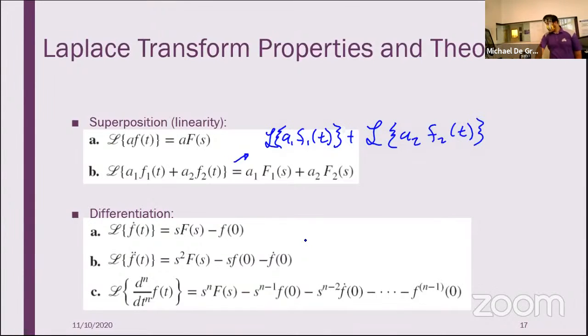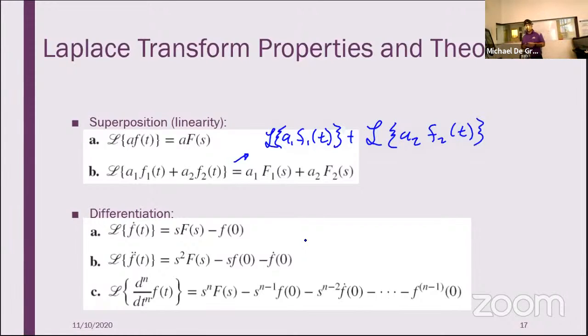So what about differentiation? We went over this in the video. The Laplace transform of the derivative of a function is equal to s times the Laplace transform of the function minus the initial condition. Now in the video, we assumed a zero initial condition. That will not always be the case. So in its general form, you need to have an initial condition in order to do this.